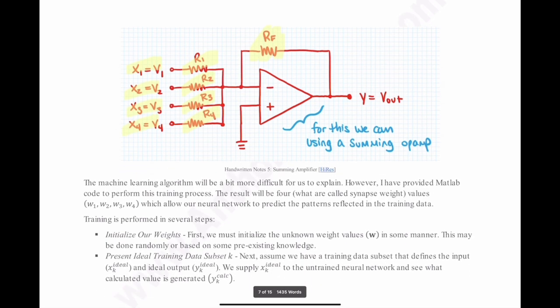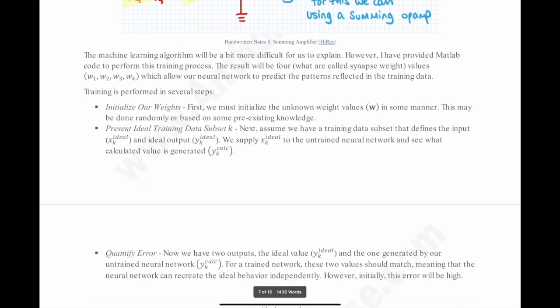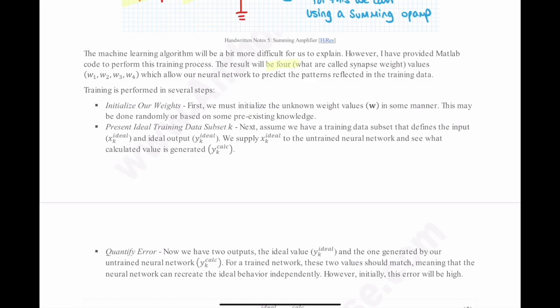The machine learning algorithm will be a little bit more difficult for us to explain. However, I have provided some MATLAB code to help us with the training process. The result will be 4, what we call synapse weights, 4 values which allow our neural network to predict the patterns reflected in the training data. The training is performed in several steps. Now, I'm going to say this part right here is a little bit of a tangent. It's not so applicable to circuits, but it's an area I really enjoy, so I figured it would be nice to throw a little bit of a machine learning twist into this class.